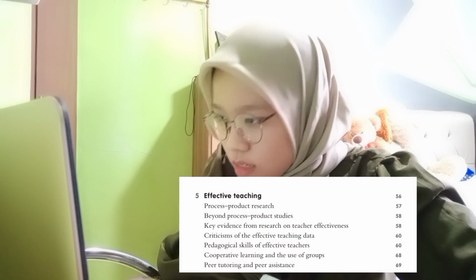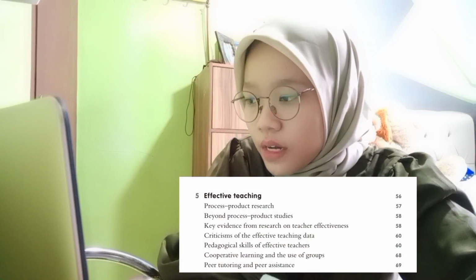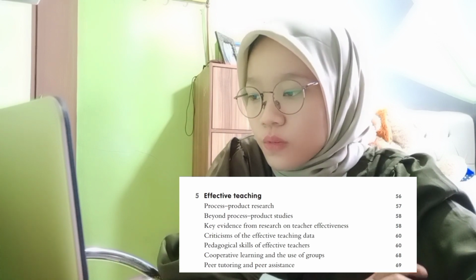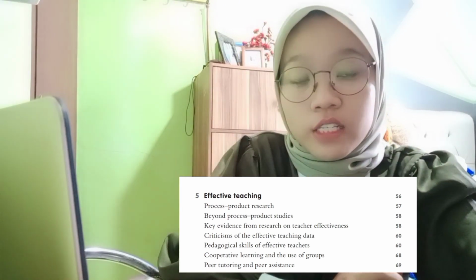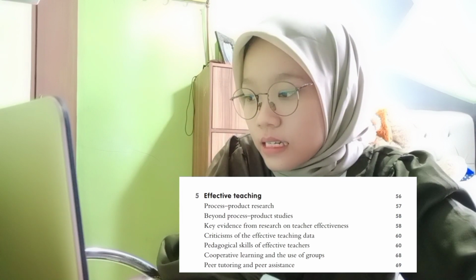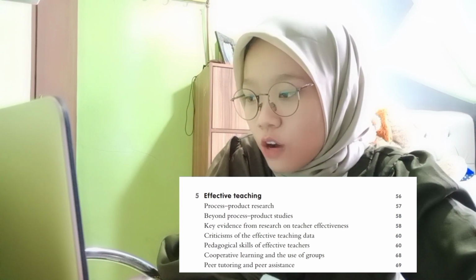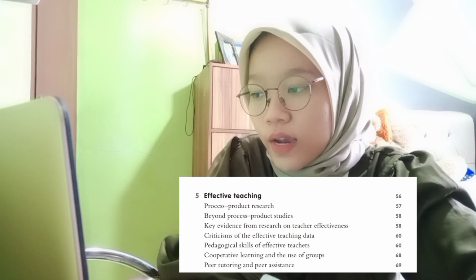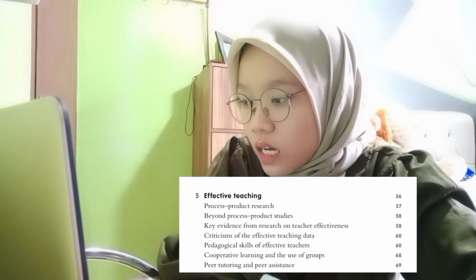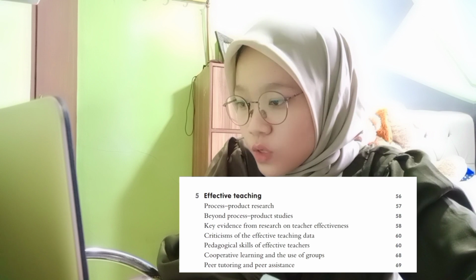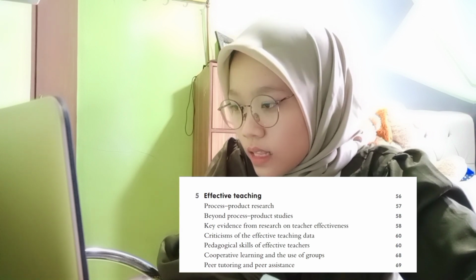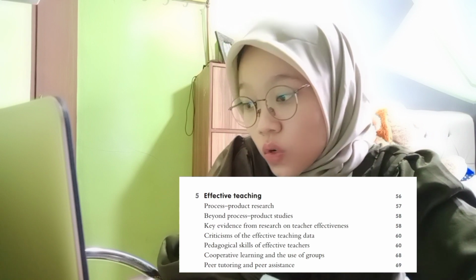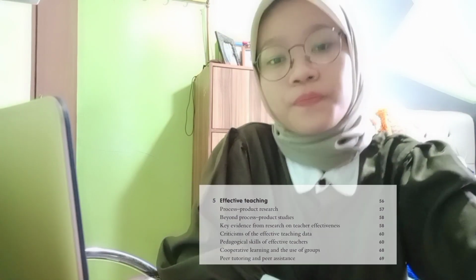There are process-product research, beyond process-product studies, key evidence from research on teacher effectiveness, criticism of the effective teaching data, pedagogical skills of effective teachers, cooperative learning and the use of groups. And the last subchapter in this chapter is peer tutoring and peer assistance.